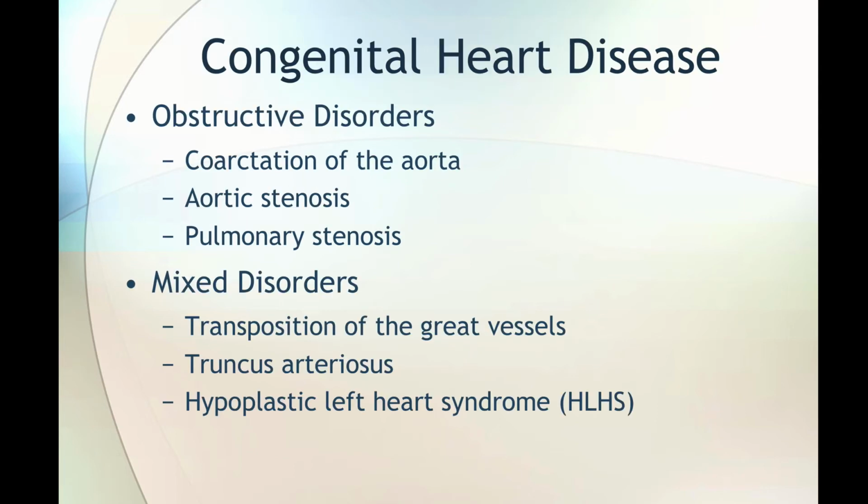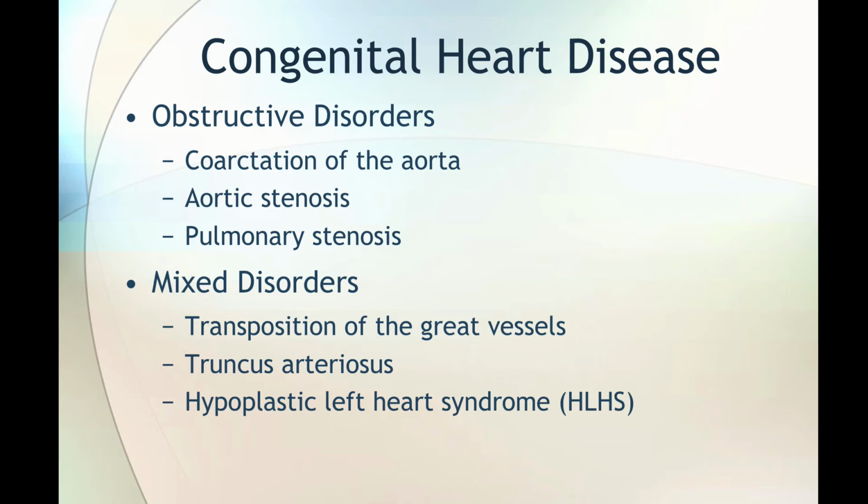Obstructive disorders. The three we're going to talk about are coarctation of the aorta, aortic stenosis, and pulmonary stenosis. Usually those are small narrowings of vessels, and they're almost always the great vessels or the bigger vessels.